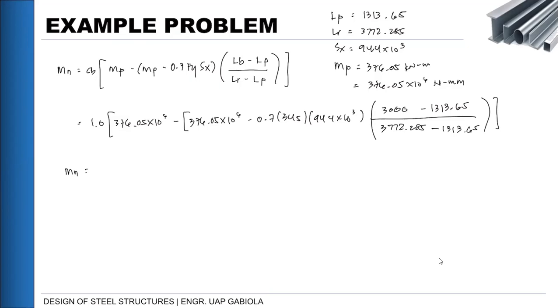So we have 376.05 times 10 to the 6 minus 376.05 times 10 to the 6 minus 0.7345. Then 944 times 10 to the 3 multiplied by 3,000 minus 1313.65 and then 3772.285 minus 1313.65. So, kunin natin yung values nito.